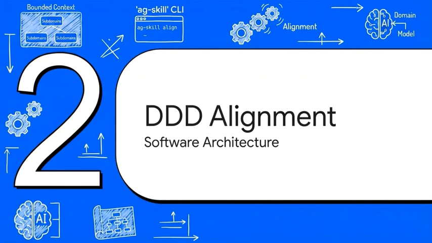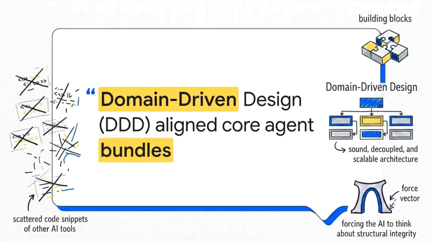Moving right along to Section 2, Domain-Driven Design Alignment. You know, most AI tools just spit out these scattered code snippets based on whatever immediate prompt you just fed them. But Skill is deeply rooted in actual software engineering best practices. It explicitly supports domain-driven design-aligned core agent bundles. Basically, this means it organizes your AI agents around your specific business domains and aggregates, which ensures that your architecture stays sound, decoupled, and scalable.